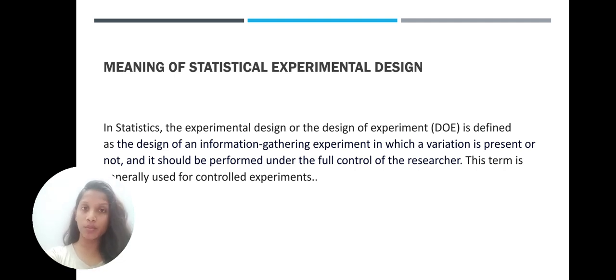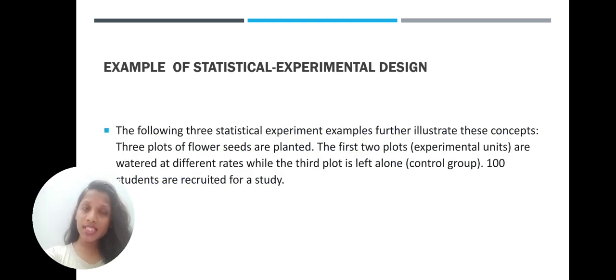So let us know the meaning of it. In statistics, the experimental design or the design of experiment is defined as the design of an information gathering experiment in which a variation is present or not, and it should be performed under the full control of the researcher. This term is generally used to control the experiments. So the next slide will be seeing the example for this topic.